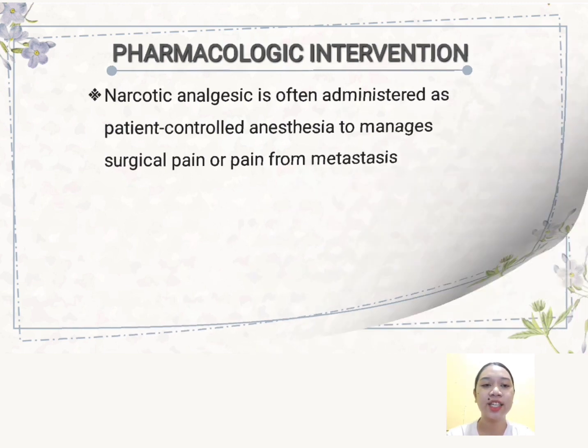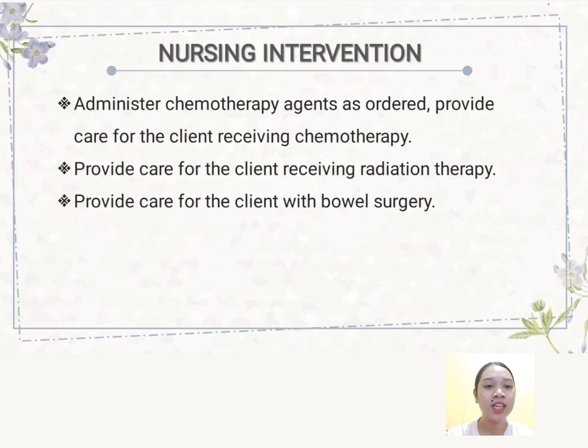So next is the nursing intervention. Administer chemotherapy agent as ordered. Provide care for the client receiving chemotherapy. Next is provide care for the client receiving radiation therapy. And provide care for the client with bowel surgery.